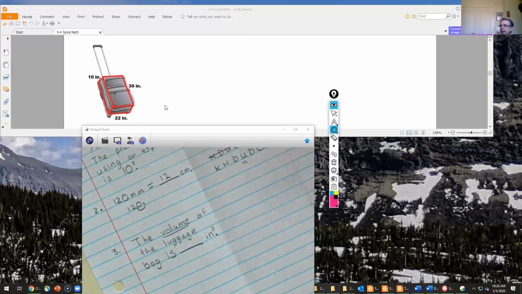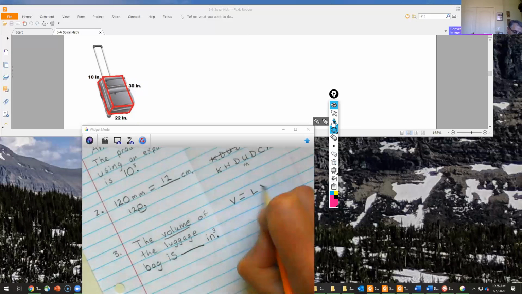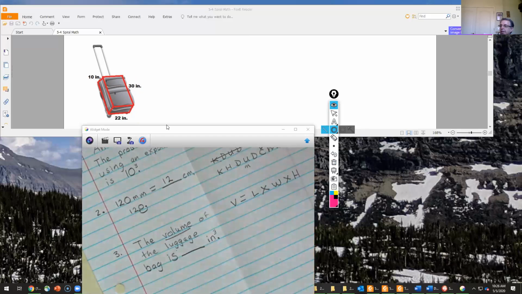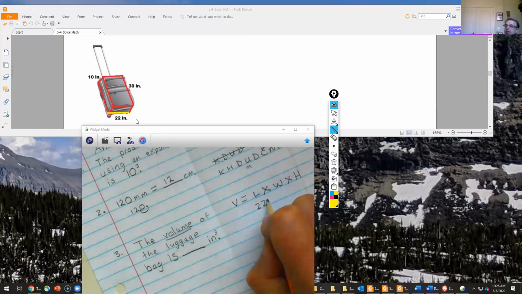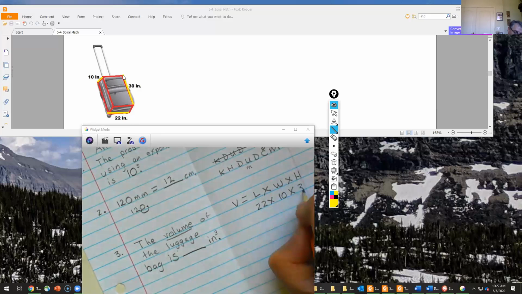Now I'll remember my volume expression. My volume expression is volume equals length times width times height. So let me see if I've got all those measurements in here. Yeah, it looks like I've got my length right here, and that looks like it's 22 inches. So I'll put that right here for 22 inches. My width, front to back, is 10 inches. And my height, top and bottom, is 30 inches. So I've got my length, my width, and my height.